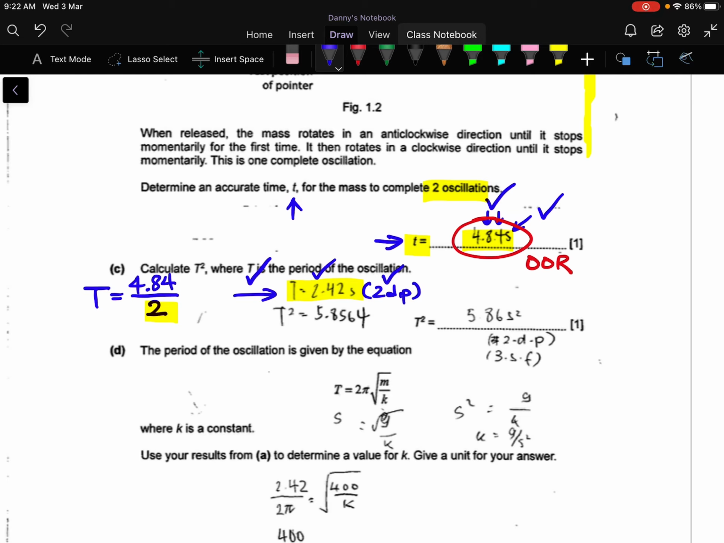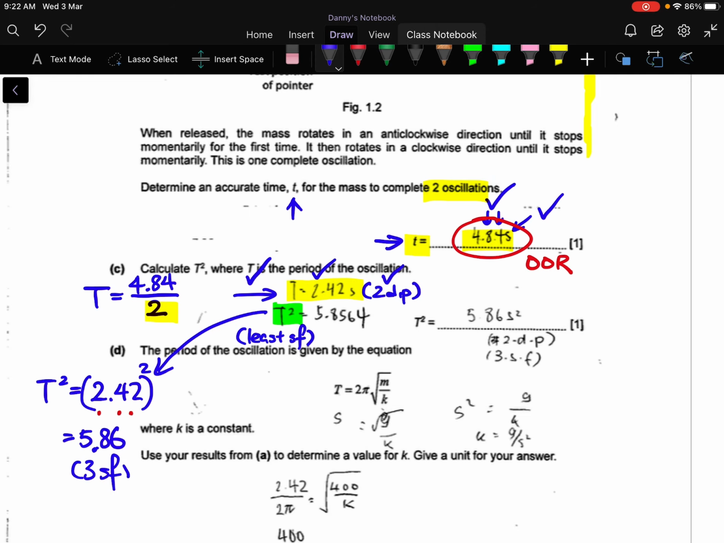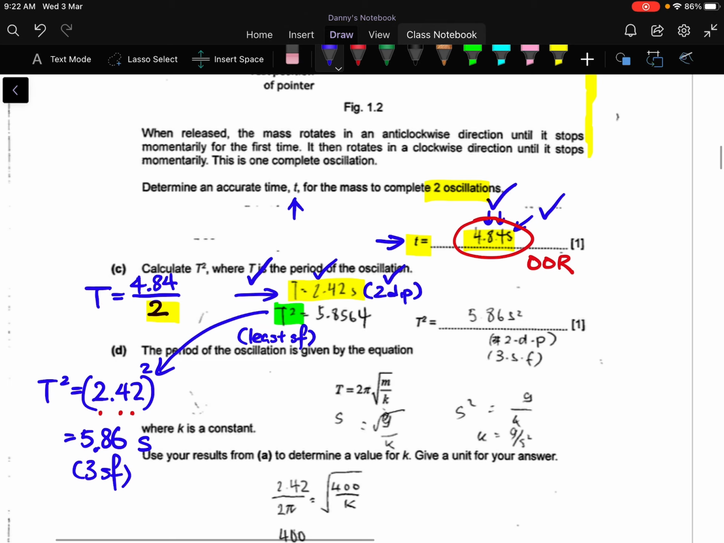Then after that, when she does the T square, that is falling under the other operation domain. So for your T square, you will have to follow the least SF rule. So what is T square? Your T square is actually equals to 2.42 whole thing square. So the least SF is actually 1SF, 2SF, 3SF. So for your final answer, you should give me 5.86. This one is 3SF. Okay, and the unit will be second square.